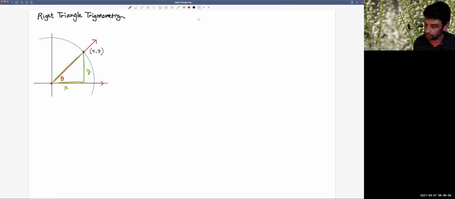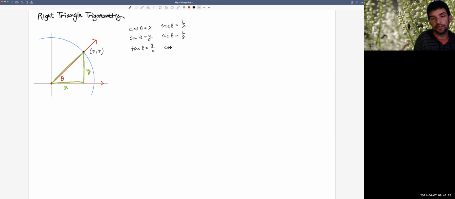Oh, and let's put in our definitions of our trig functions via the circle, which is cosine of theta is the x coordinate, sine of theta is the y coordinate, tangent of theta is y over x, and then of course we have the reciprocals of these. Cosecant theta is 1 over y, and cotangent theta is x over y. Okay, so there are our 6 trig functions.